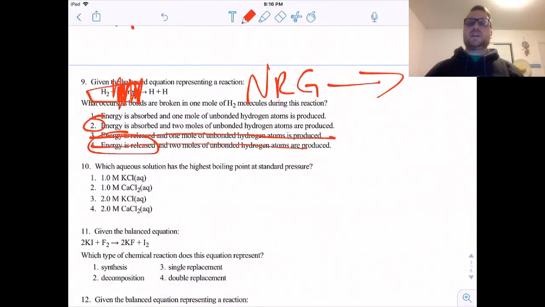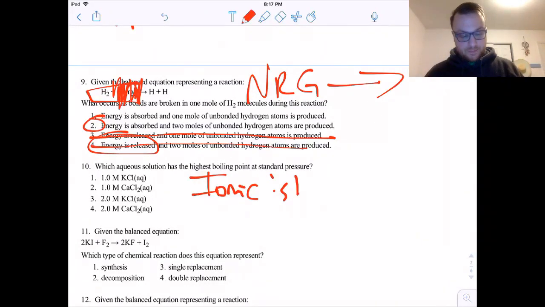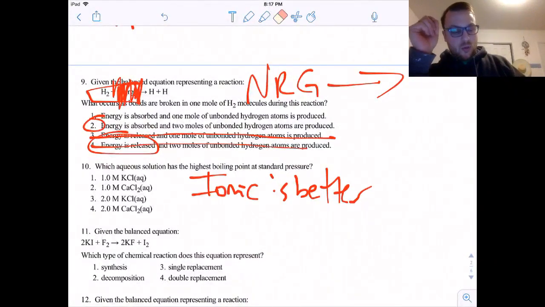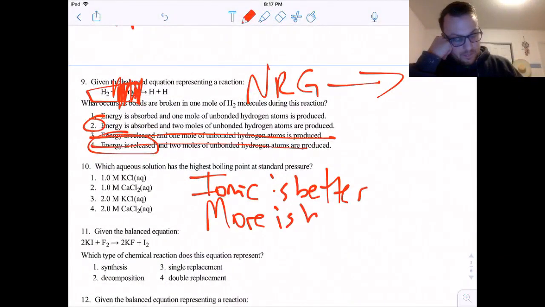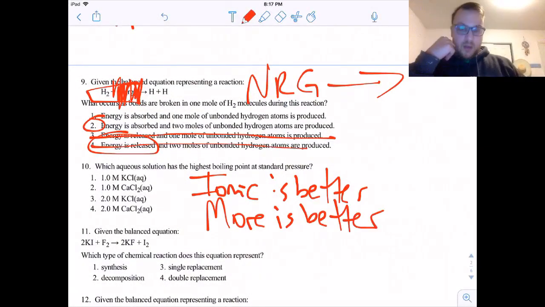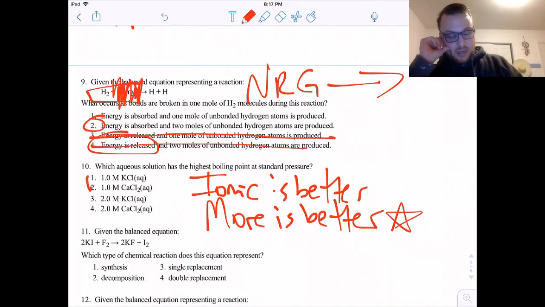Ionic is better. So something with a metal in it will always do a better job than a completely non-metallic compound, aka a covalent compound. And then more is better. So I would do this first, the more is better part, because it's really easy to eliminate those answers. And 1 and 2 are gone, because these are each 1 molarity KCl, 1 molarity CaCl2. 3 and 4 are 2 molarity, 2 molarity.